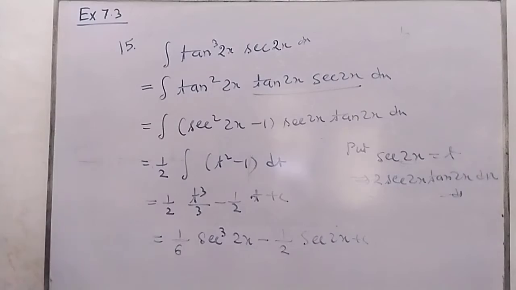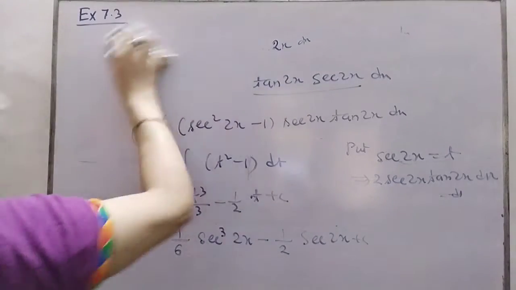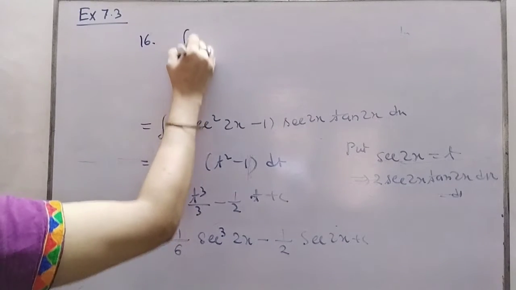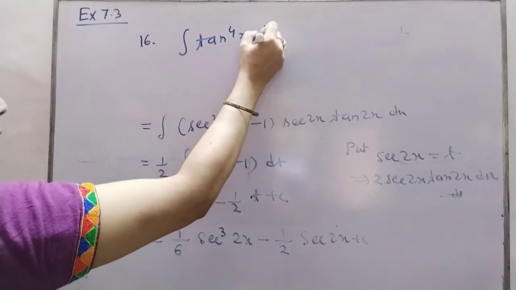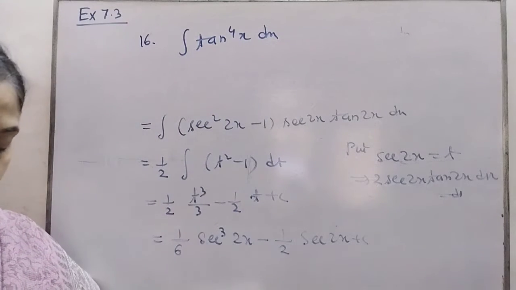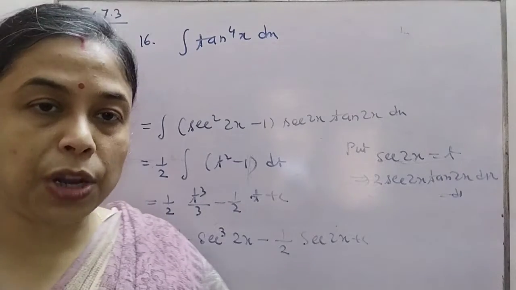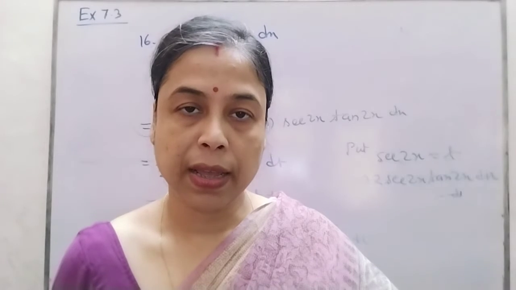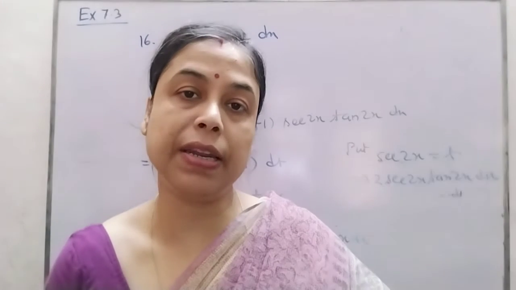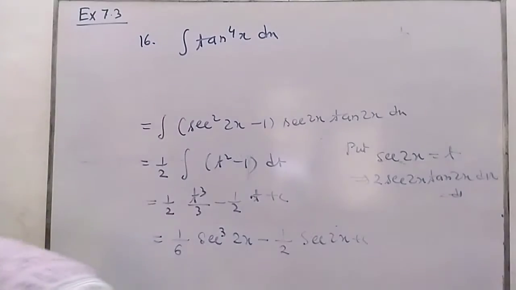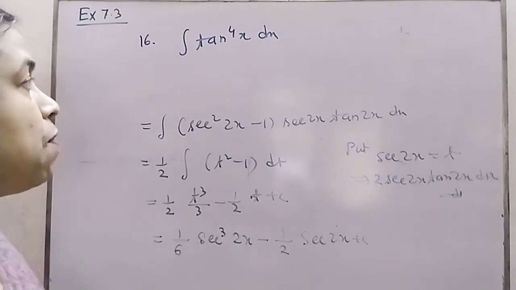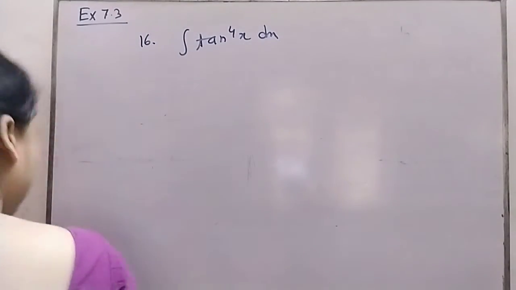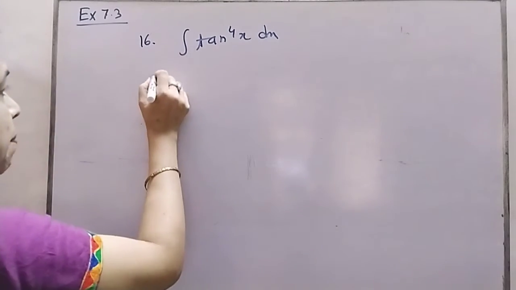Now I go to the next question, number 16. tan to the power 4x into dx. Now you see how to convert tan. One of the tans you convert in terms of sec square, because when sec and tan are combined, then only the formula can be used. So what do I do? I'll write tan to the power 4 as tan square into tan square, and one tan square I'll change in terms of sec and the other I'll keep as it is. This step you try to remember.